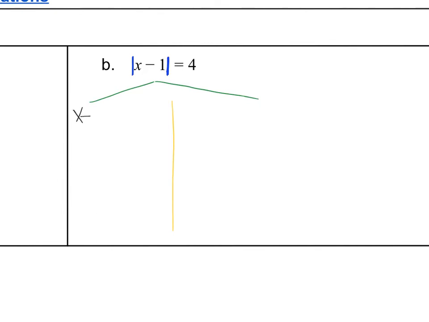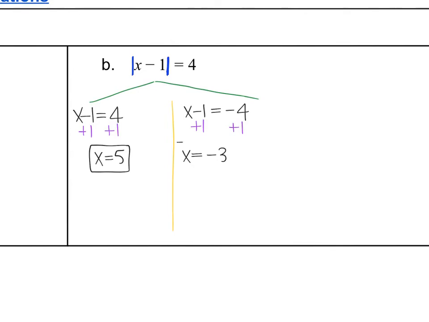Remember, the x minus 1 stays the same in both of them. We want x minus 1 equals 4 for the first one, and x minus 1 equals negative 4 for the second one. It doesn't matter what order you write these equations in. All right, then we'll go ahead and solve both of these. So I'll add the 1 to both sides, and I'll get x equals 5. Here, I'll add the 1 to both sides, and I'll get x equals -3.